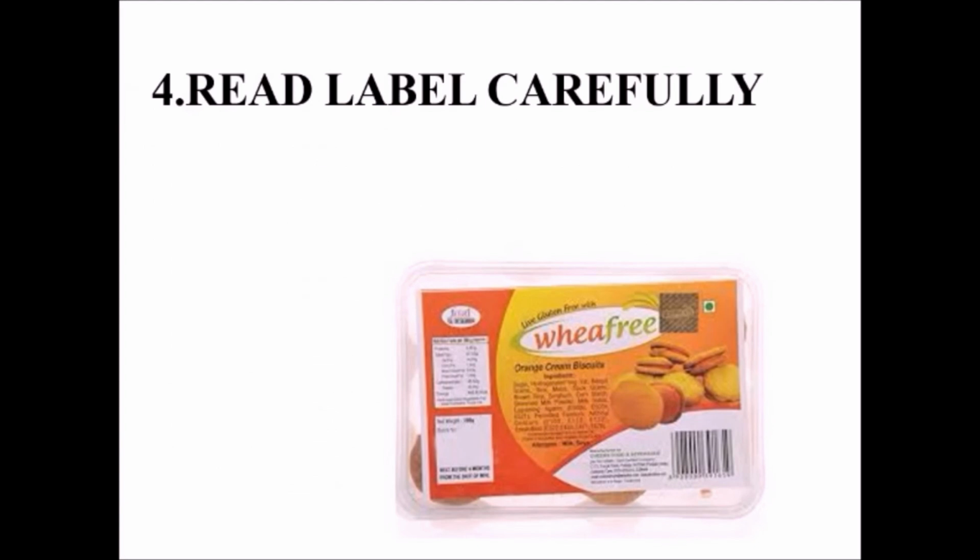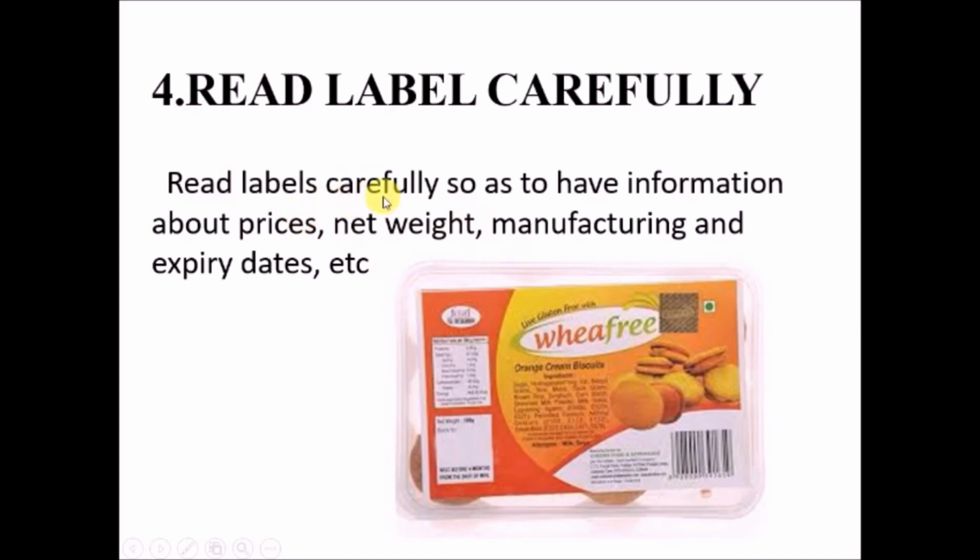Fourth is read label carefully. So whenever you are buying a product, read the label very carefully to have information like price, net weight, manufacturing and expiry date. So all the details are written on the label. It's your responsibility that before you buy something, you should always read the labels, and you can check the important information. Like here you can see, if you are vegetarian, you should look for this green dot. Similarly, you should also check the ingredients. Sometimes some people are allergic to something, so do see the ingredients whether they suit you or not. So you should always read the label carefully.